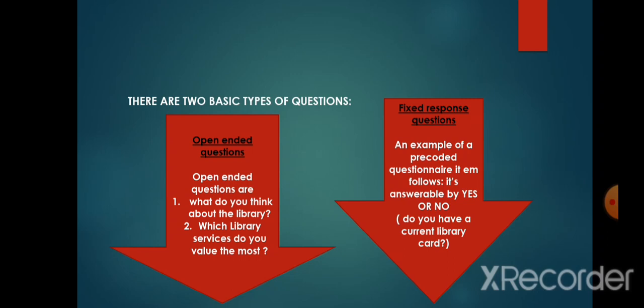An example of a pre-coded question follows. Answerable by yes or no. Do you have a current library card? In this example, the respondent would be asked to circle the number representing his or her answer, A1 or A2, whichever the response happens to be. The answer would be entered into the dataset for future analysis.